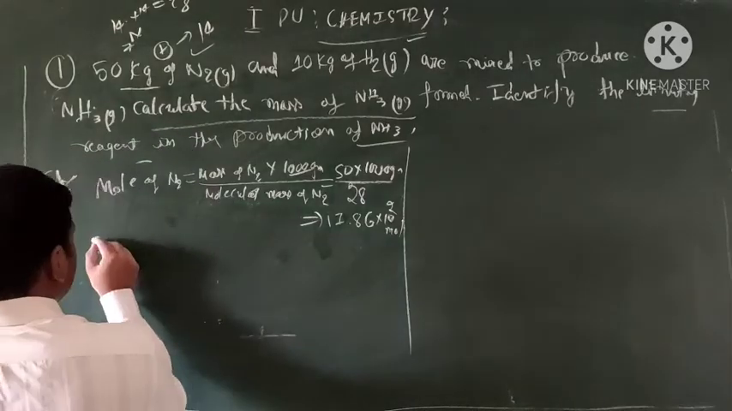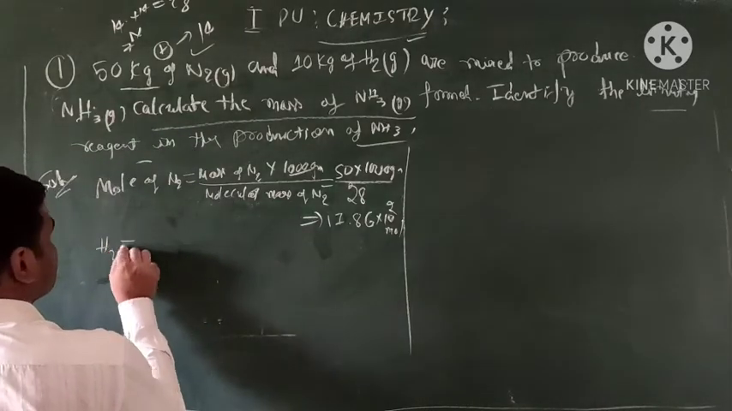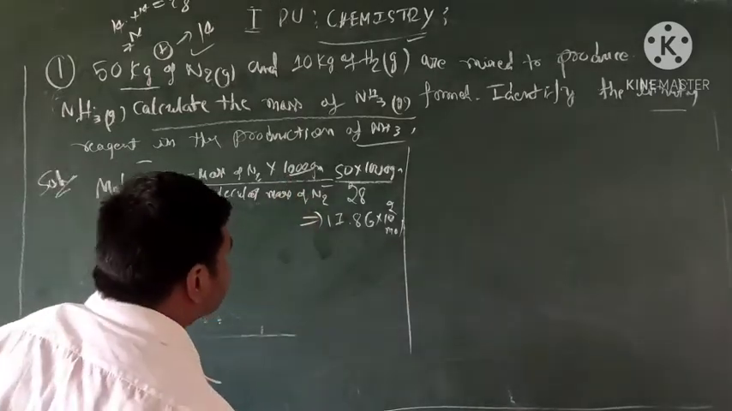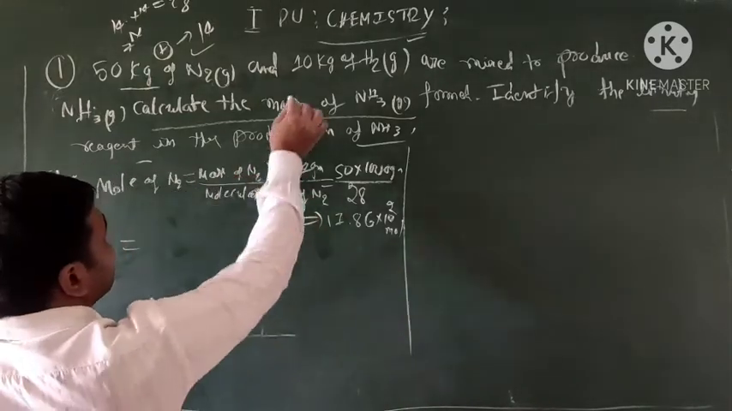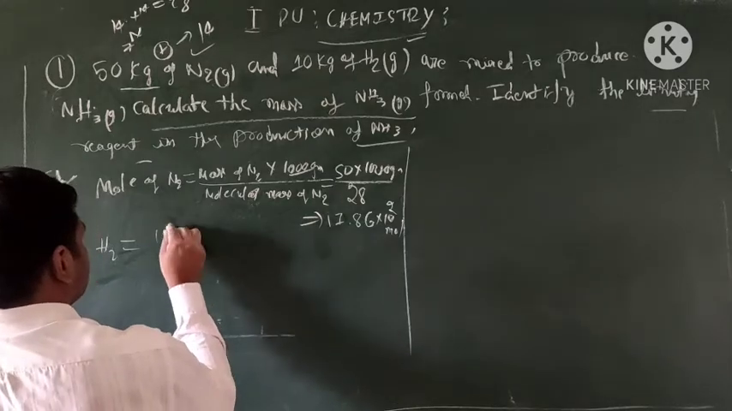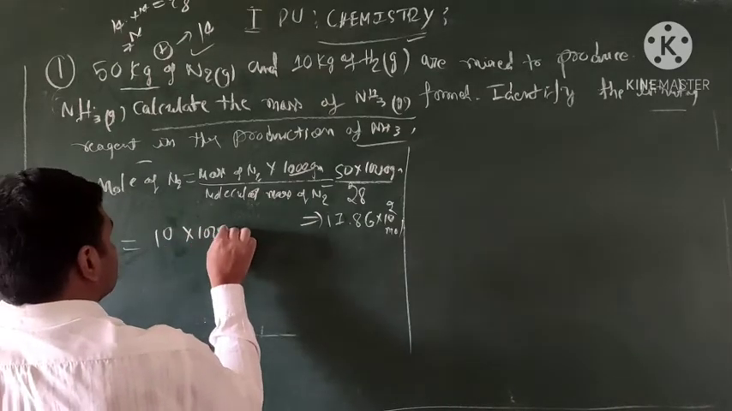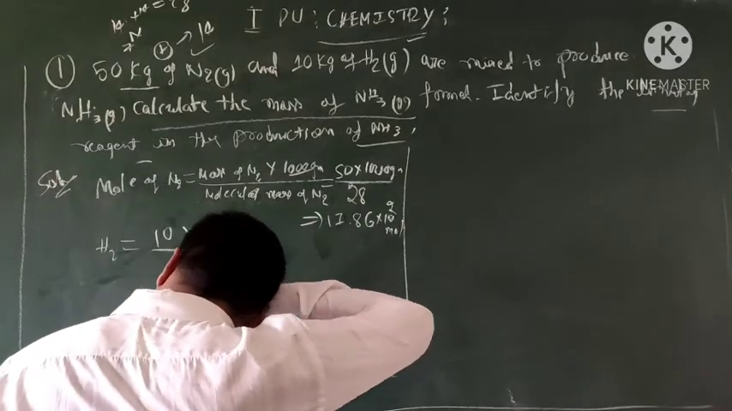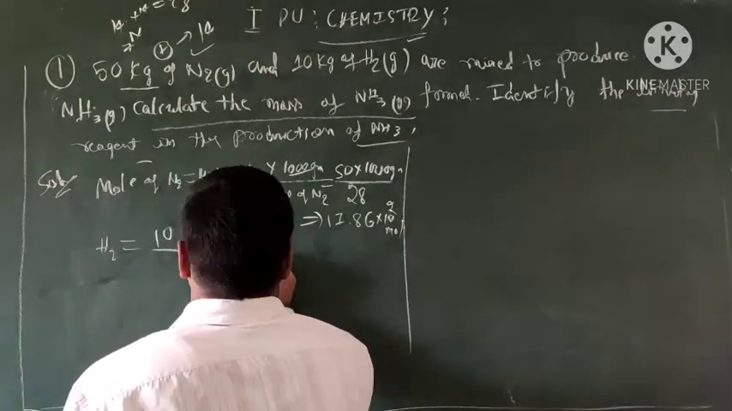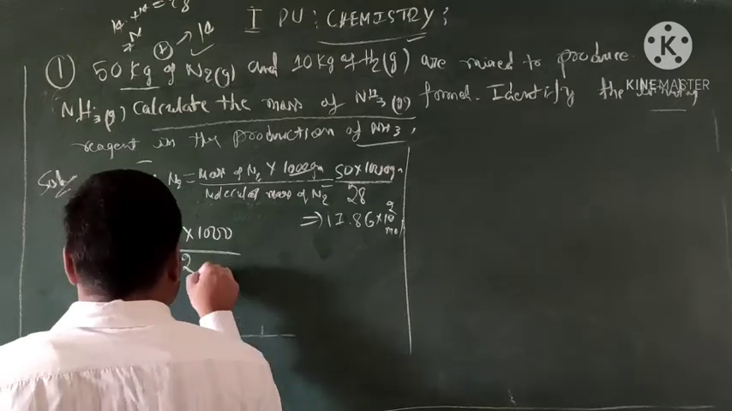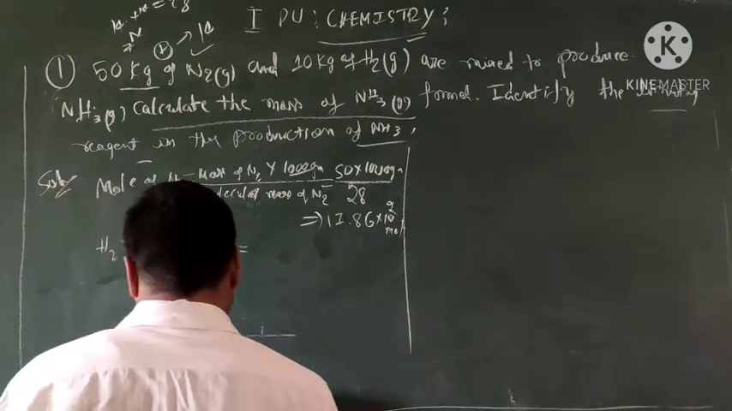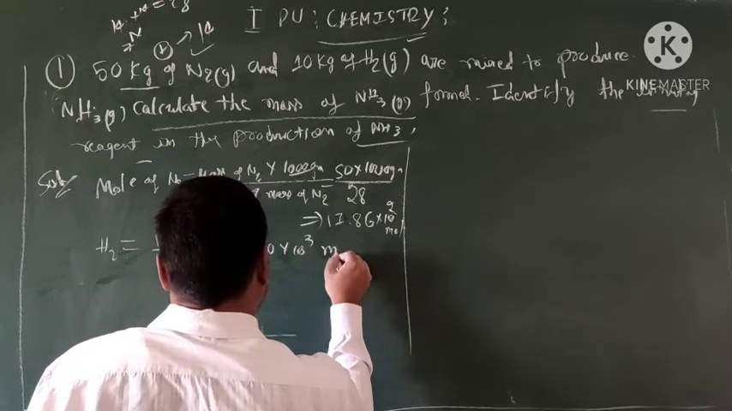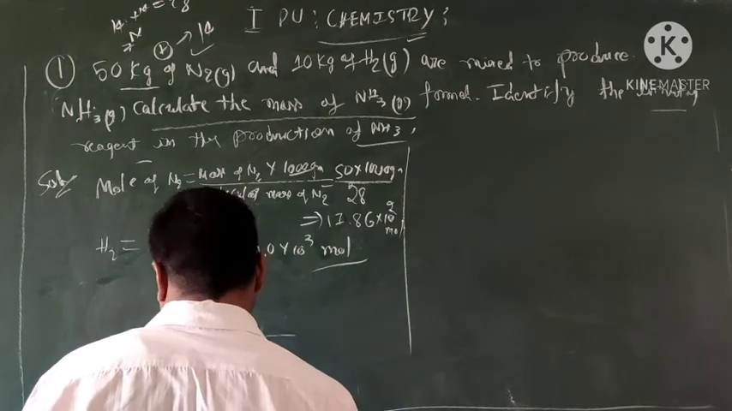Similarly, the number of moles of H2 gas is the mass of H2 divided by the molar mass of H2 molecules. The mass of H2 is 10 kg, so 10 into 1000 grams divided by the molar mass. Hydrogen is 1, and two of them make 2. The value is 5.0 into 10 to the power of 3 mole. This is the value of what?